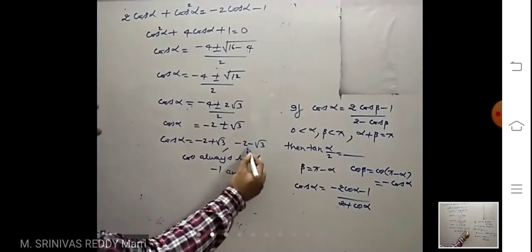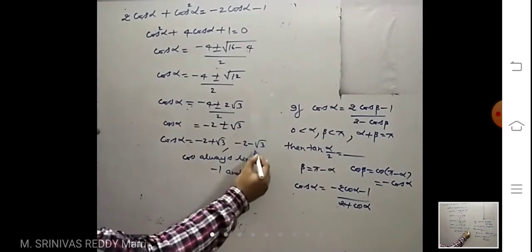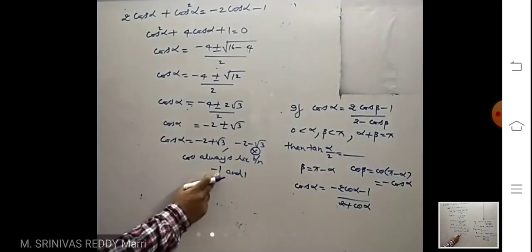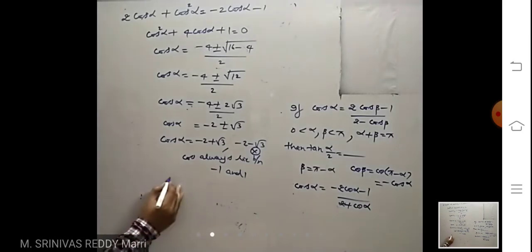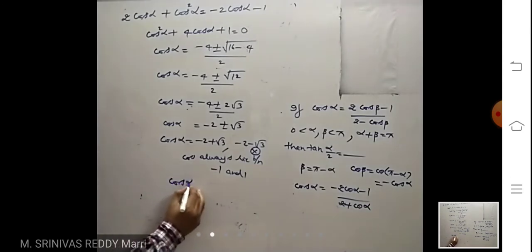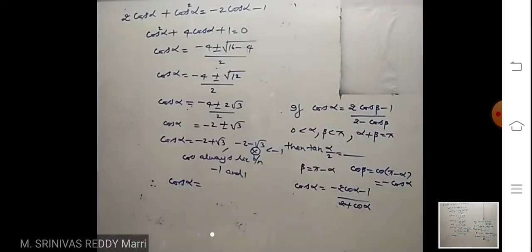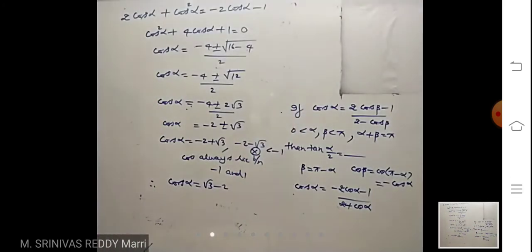Now if you look at this other value, it is less than minus 1, so that is not possible. So from this method I got cos alpha equals root 3 minus 2.